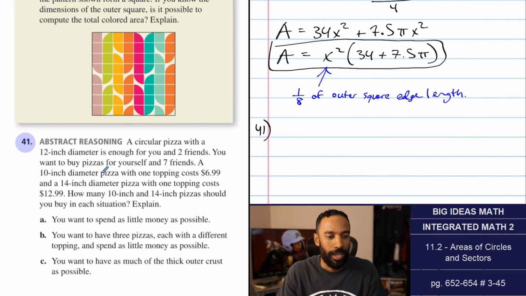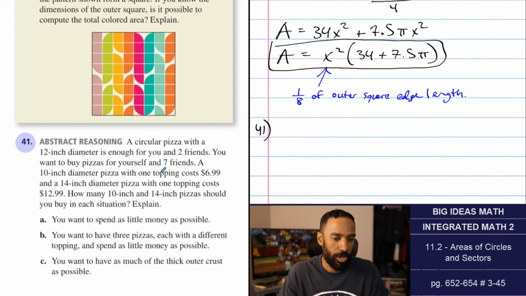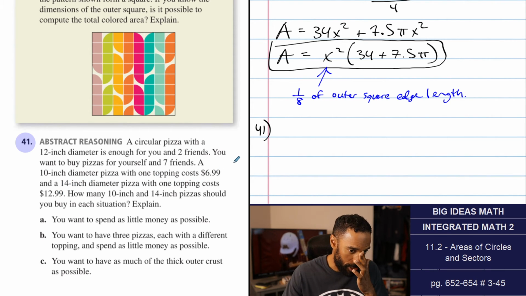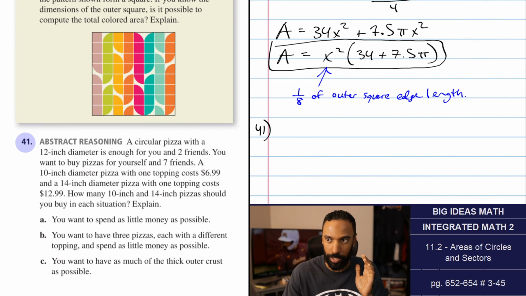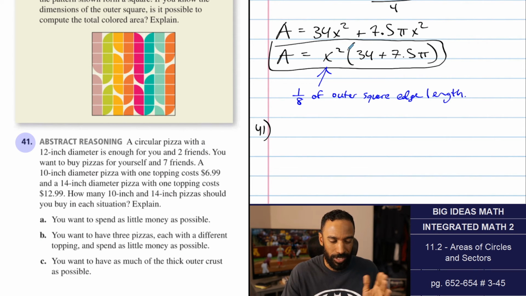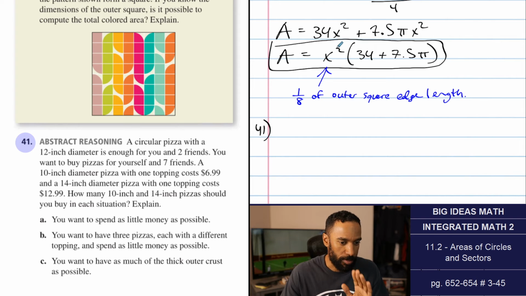Anyway, a 10-inch diameter pizza with one topping costs $6.99, and a 14-inch diameter pizza with one topping costs $12.99. How many 10-inch and 14-inch pizzas should you buy in each situation? Explain. First situation, you want to spend as little money as possible. This is kind of interesting and fun, but it's making me really hungry. You want to have 3 pizzas, each with a different topping. Spend as little money as possible. You want to have as much of the thick outer crust as possible.